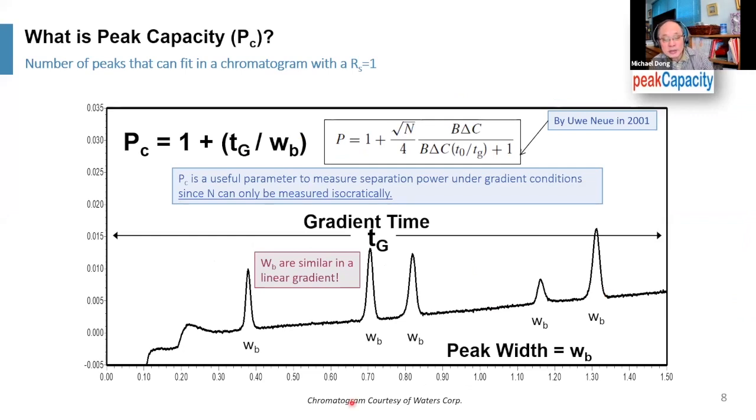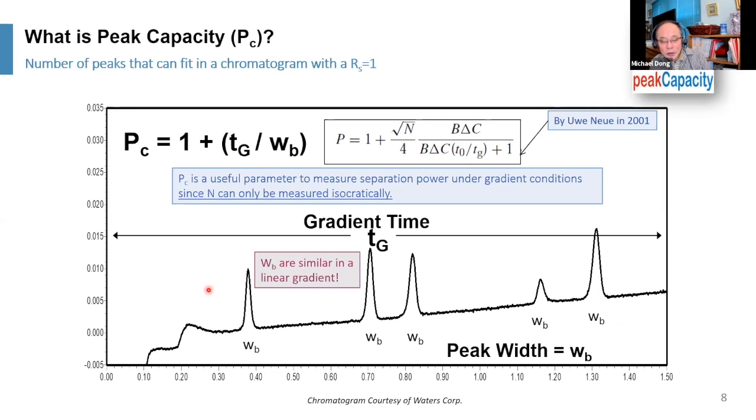What is peak capacity, right? So just very quickly, peak capacity is the number of peaks that can fit into a chromatogram with a resolution of 1, right? So that's the definition, right? Now here is a gradient, okay? Okay, so in this gradient, the gradient time, did I define the gradient? The gradient time is actually about 1.5 or 2 minutes, right?